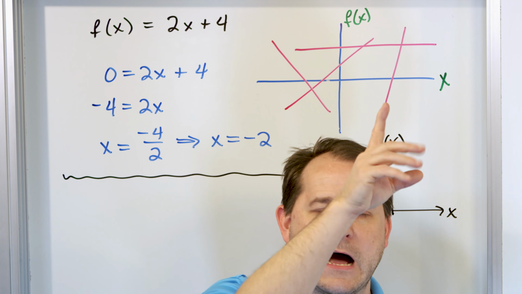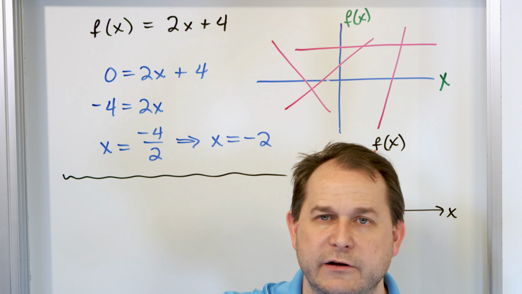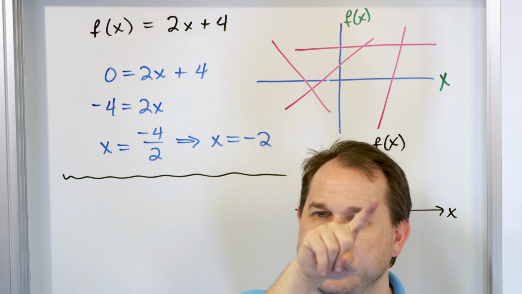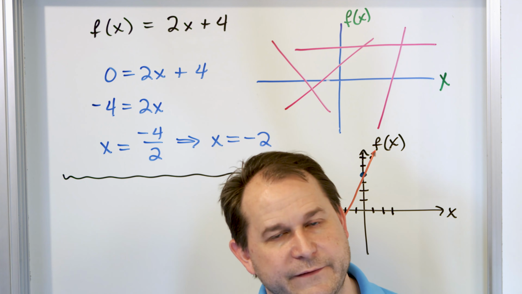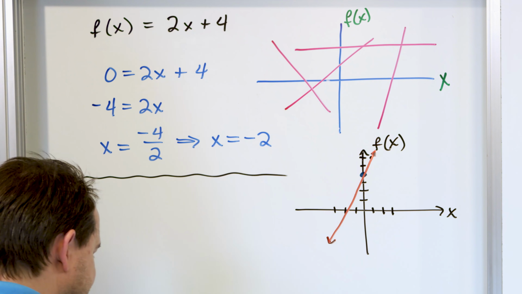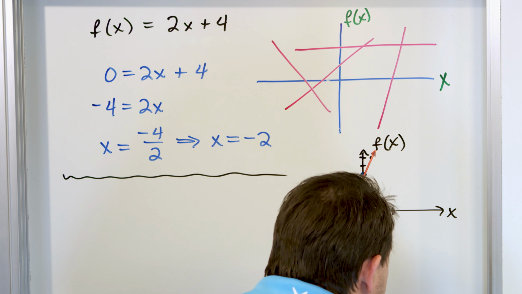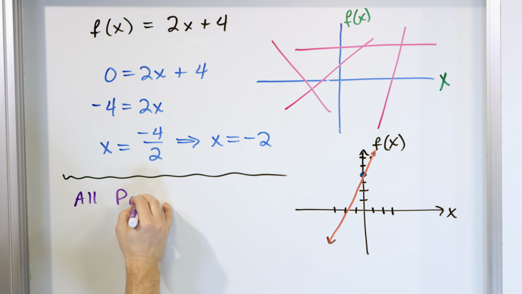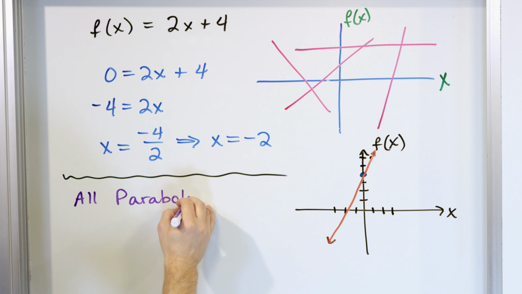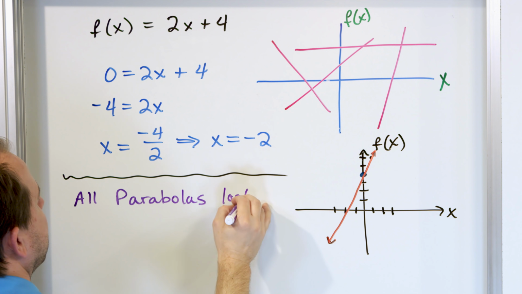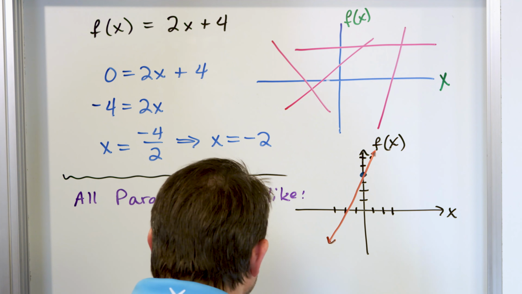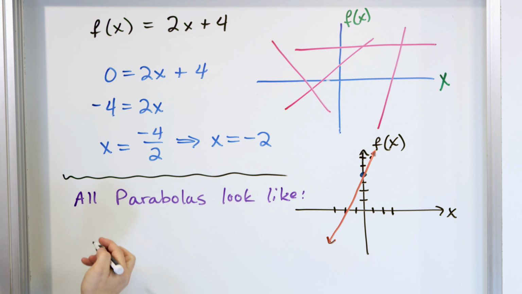The parabola obviously is not a line. It just goes down and it goes up. Or it can go upside down, looks like a frowny face, right? So it's either a smiley face or it's a frowny face, and all parabolas look like this. So I can say with certainty, all parabolas look like this. In order for a function to be a parabola, it must look something like one of these functions.